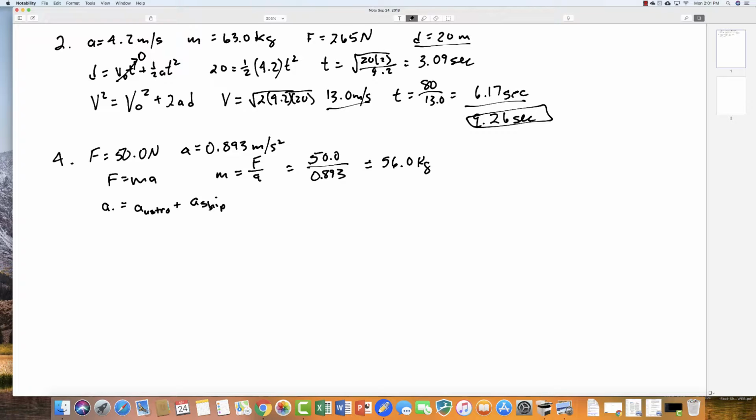Now, the mass of the ship is huge, and so it is negligible. So you end up with the mass of the astronaut times the acceleration of the astronaut divided by the mass of the ship. That's this acceleration right here. Well, you assume that this is much greater than this, and so you don't have to worry about it, and that's what they do.